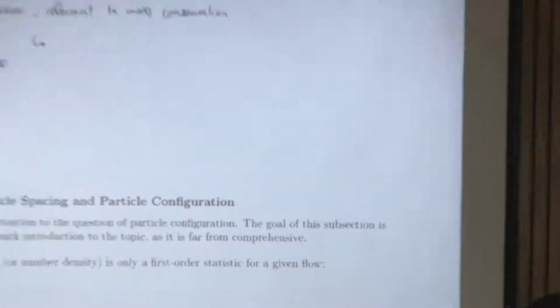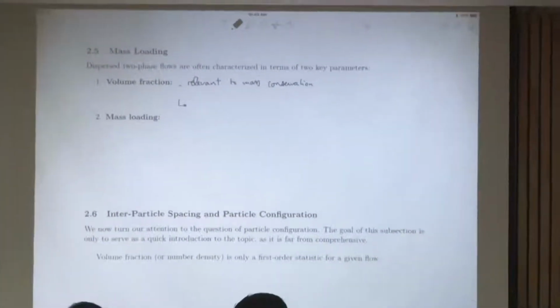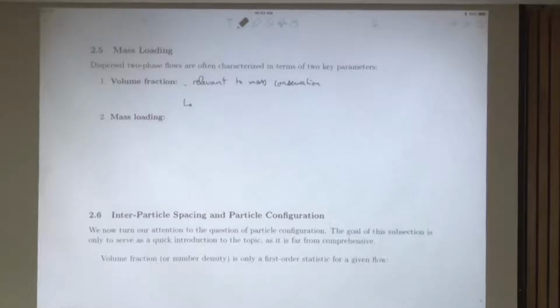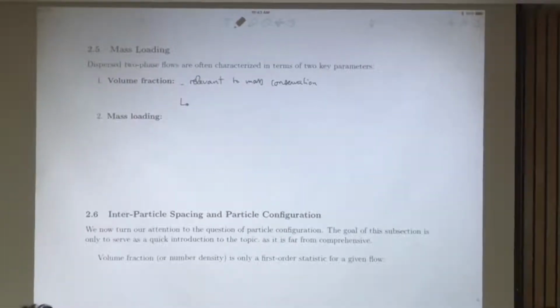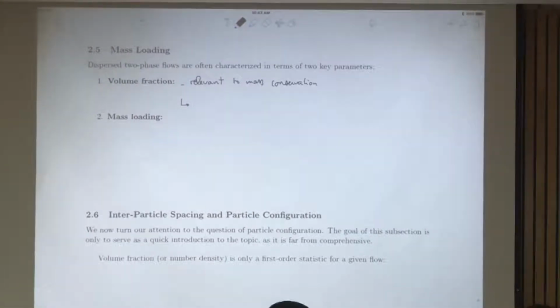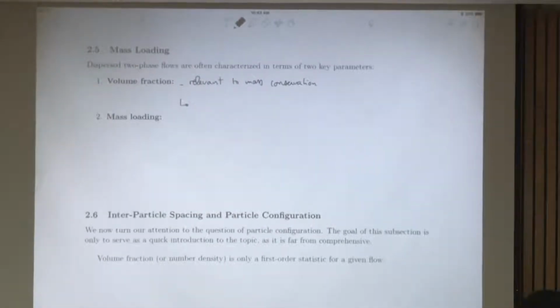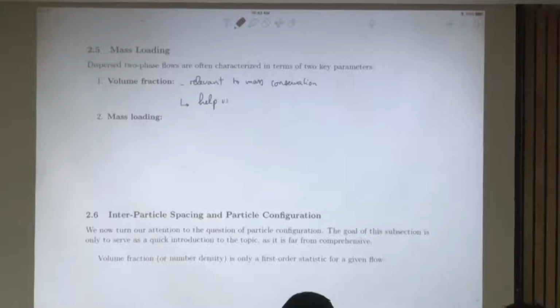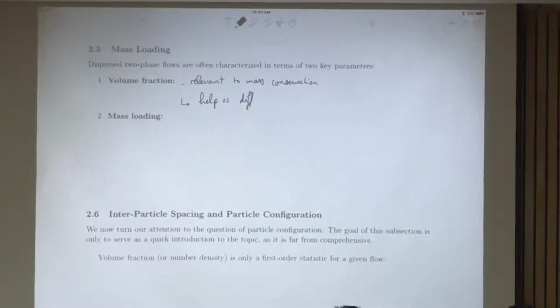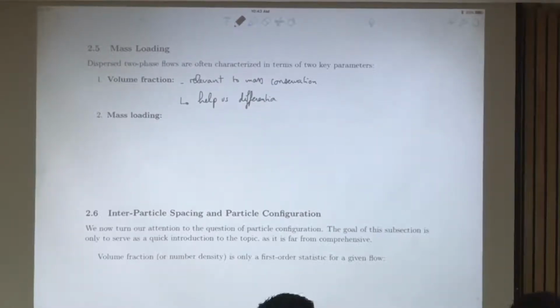We've defined it already. We're not going to go through that again. It is going to be highly relevant for the question of whether we have a dilute or a dense flow. So we're going to talk about that a bit in the next few minutes. So it's going to help us differentiate between dilute or dense.